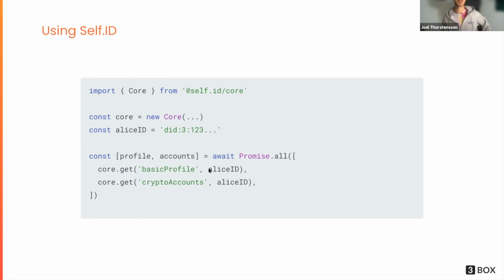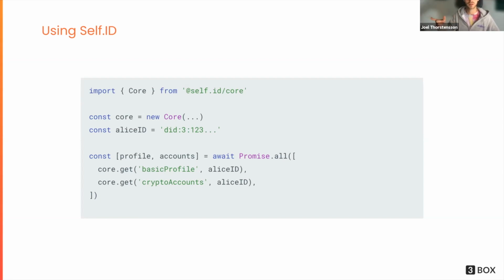And then what we do is we just do core.get, and then we get the basic profile, and we get the crypto accounts. So the basic profile and the crypto accounts are essentially data models. By default, the Self.id framework comes with some very initial primitive data models for a basic profile, which is basically like you have a name, maybe you have an image, maybe you have an emoji or whatever. And crypto accounts is essentially accounts, other crypto addresses.